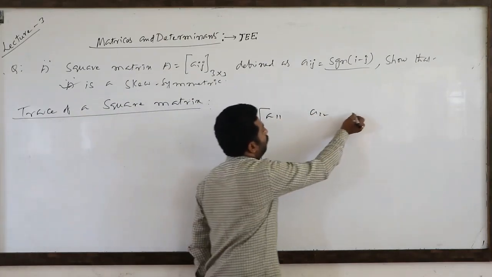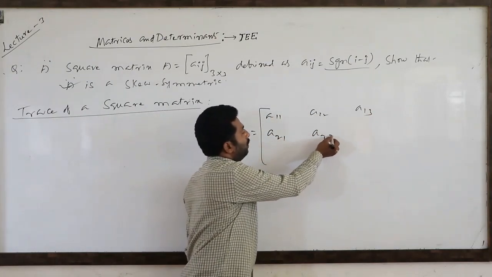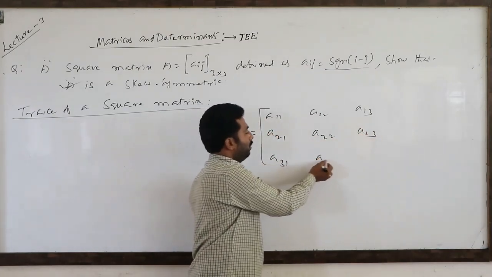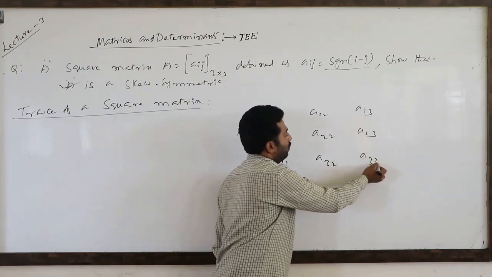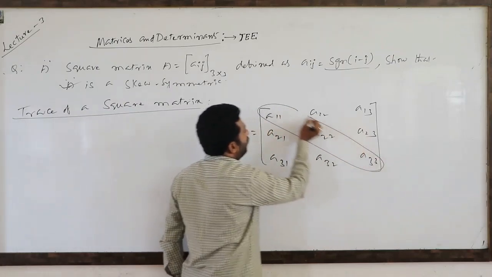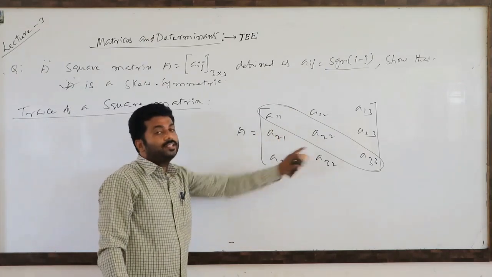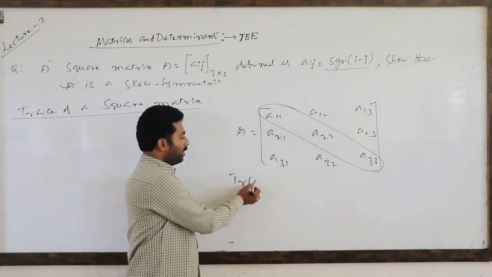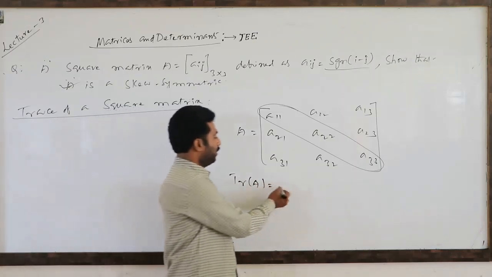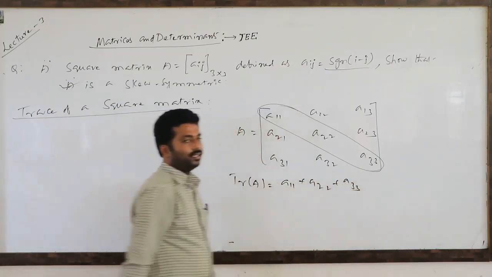A11, A12, A13, A21, A22, A23, A31, A32, A33. The sum of all the principal diagonal elements is called the trace of the matrix. How to denote it? Tr of A, the trace of the matrix, is nothing but A11 plus A22 plus A33.